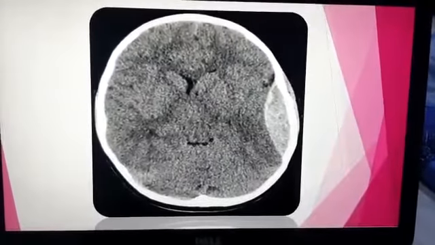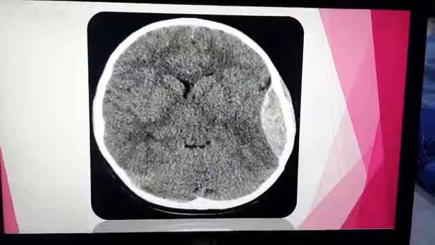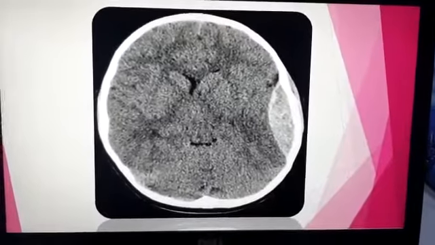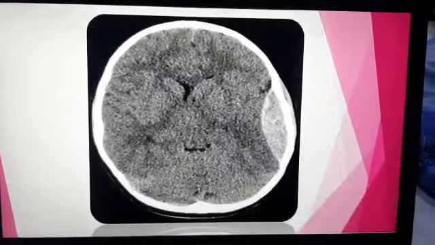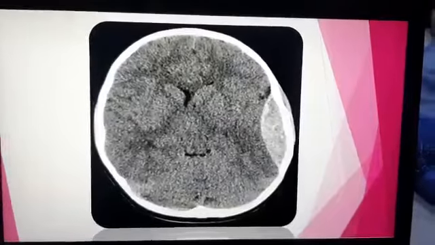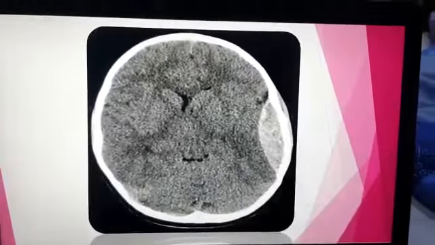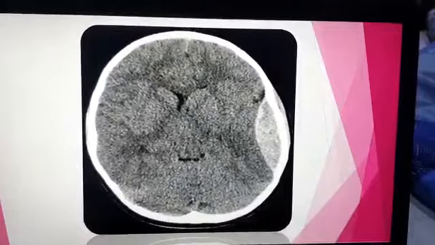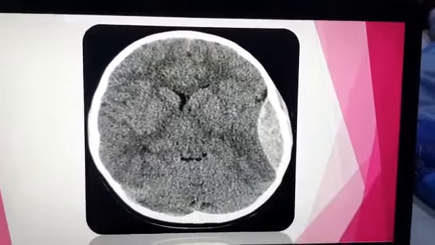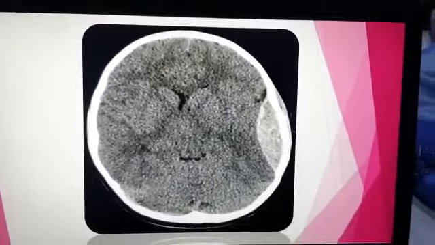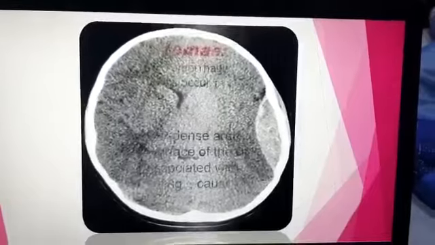It has biconvexity, the outer convex for the bone and the inner convex for the dura, and the effect of it is causing compression or mass effect upon the adjacent brain tissue and the ipsilateral ventricle. This is acute extradural hemorrhage.